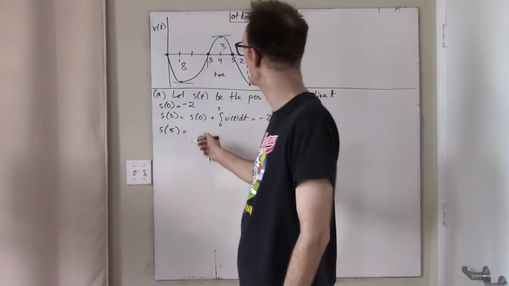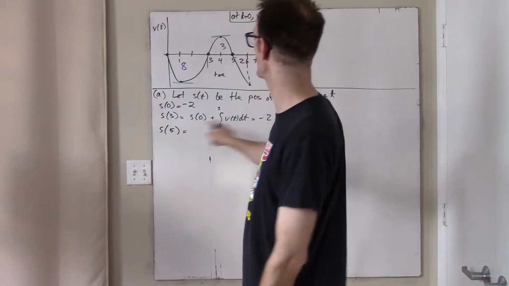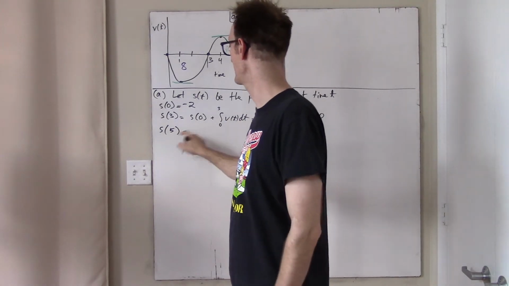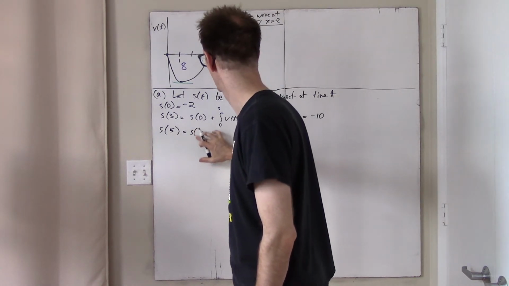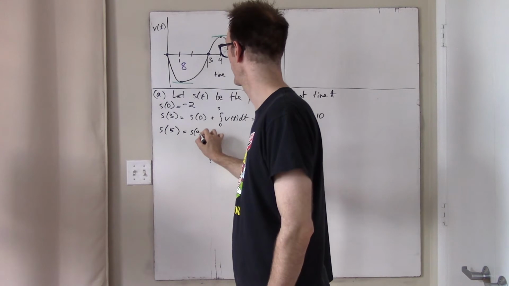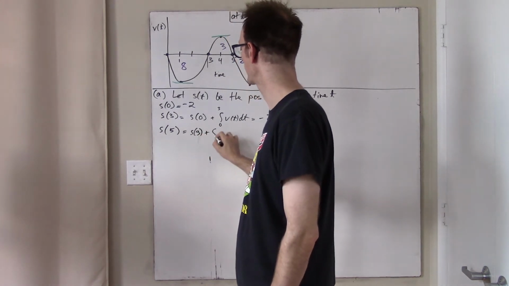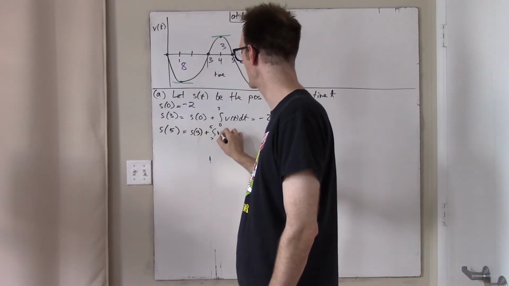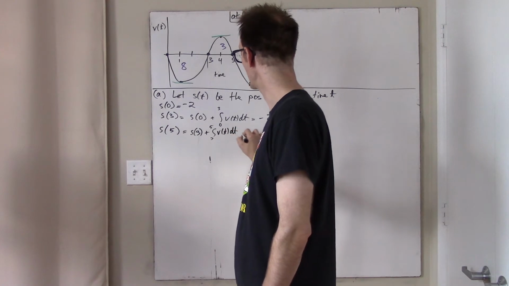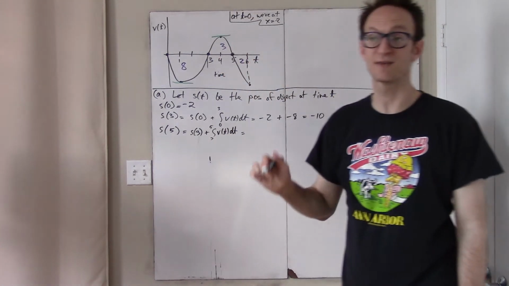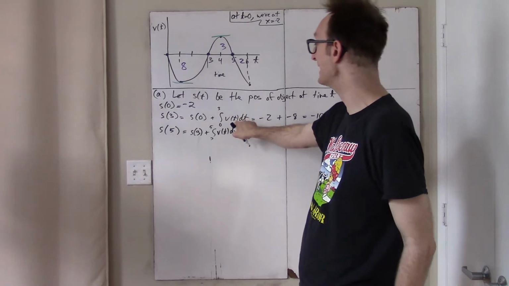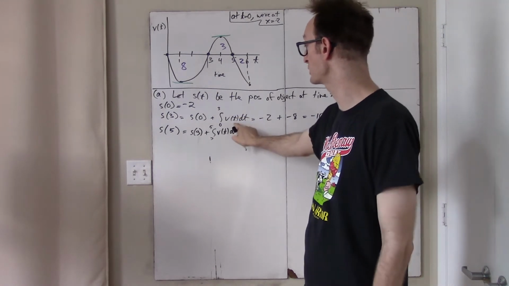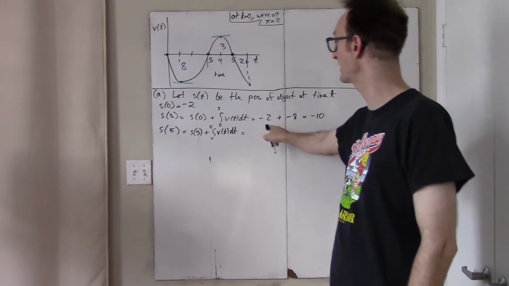What's the position at time 5? Well, if I knew the position at time 3 was -10, then the position at time 5 is just going to be the position at time 3 plus the integral from 3 to 5 of the velocity. Once again, the integral of the velocity gives you the displacement, the change in position. This integral was -8, that's why the change in the position was -8, and we went from -2 to -10.